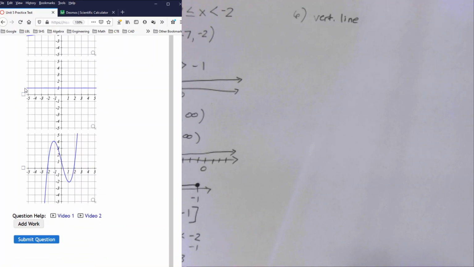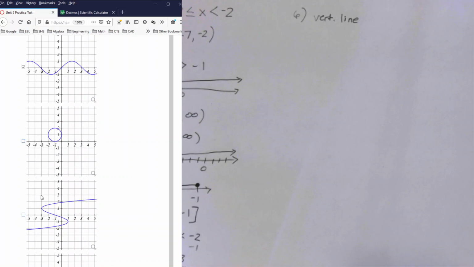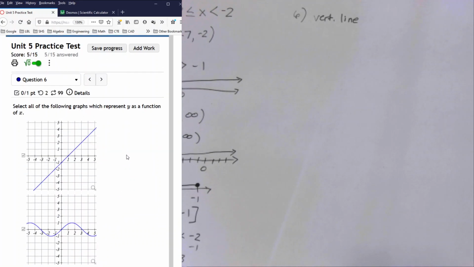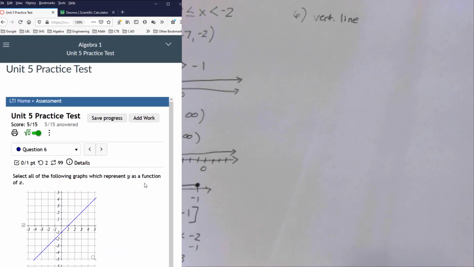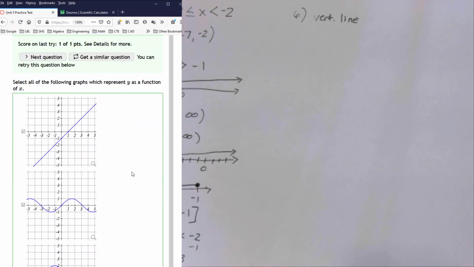This one, vertical line going through a horizontal line, that's a function. And then this last one here, there's no place on here where a vertical line would touch that more than once, so that is a function. Okay, so 4 of those pass the vertical line test, and then these 2 do not pass that vertical line test, so they are not functions. All right, so let's see this again. Okay, looks like we did okay there.